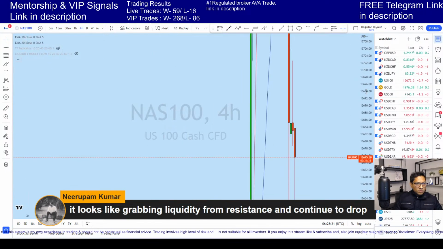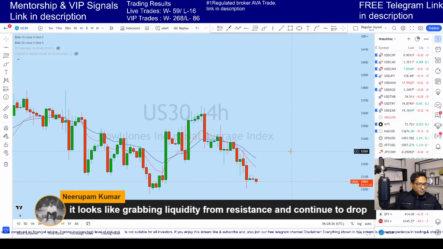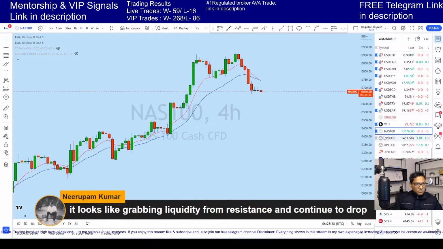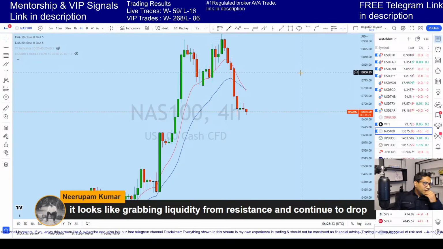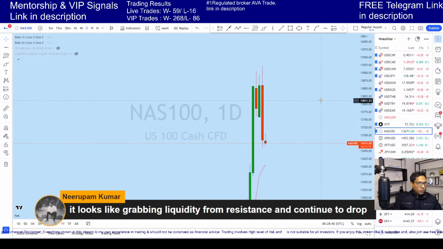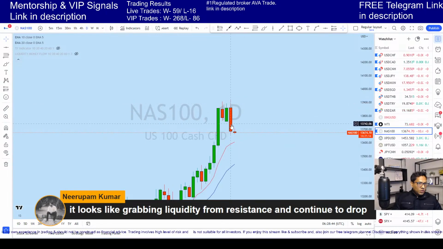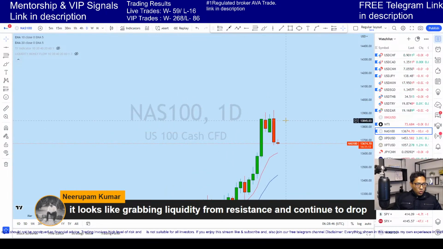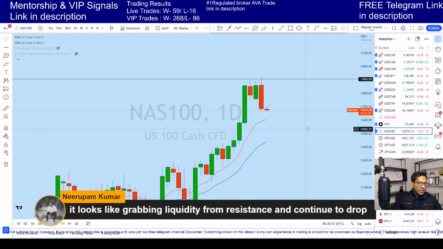Looking at US30 and NASDAQ. Okay, NASDAQ, as I mentioned yesterday, that it might be reversing from here. It did that. In fact, if you look at the daily on NASDAQ, we see the daily price grabbed the previous daily low, the one that has closed. It has crossed the previous daily high and then formed this bearish candle on the daily.